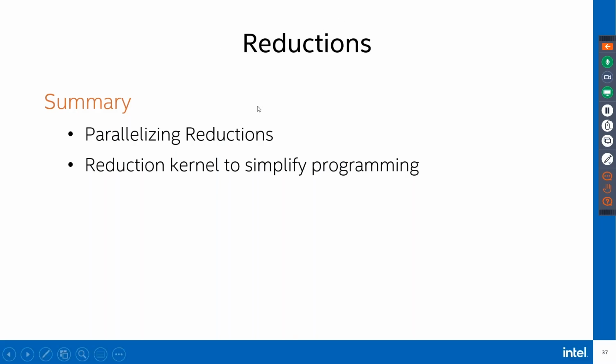With that, let's summarize what we learned in reduction. We learned how we can parallelize the reduction. We can use the reduction method at the subgroup level, workgroup level, or we can directly pass the reduction method as an argument in the parallel for itself. So we don't need to worry about the synchronization.